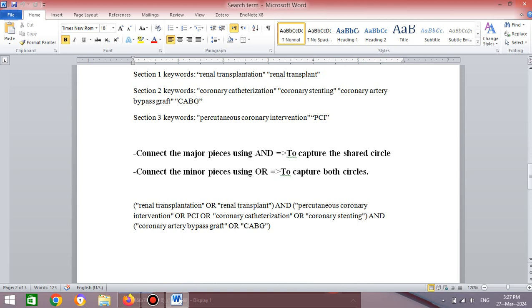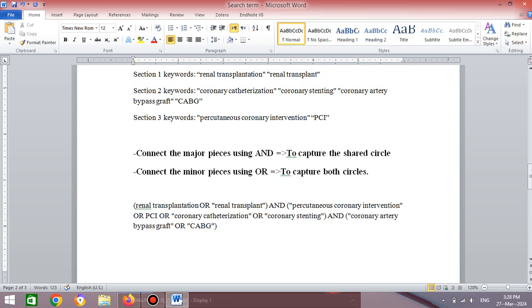One other important item here is I have to use parentheses in the search for a single keyword. Okay. Why? Because some databases will consider renal transplantation, if I remove the parentheses, as two separate keywords. So I have to use parentheses for each keyword.